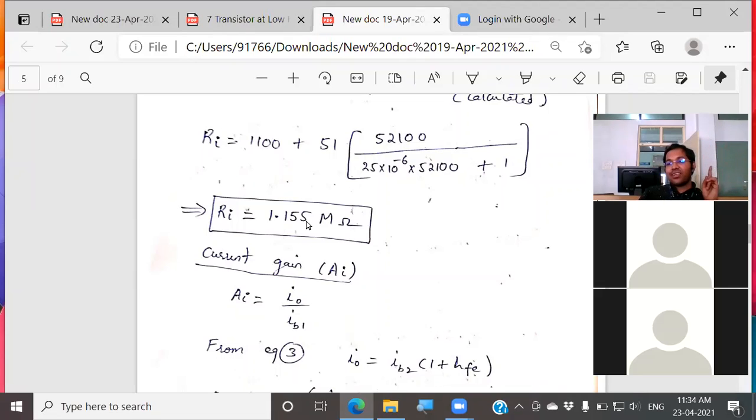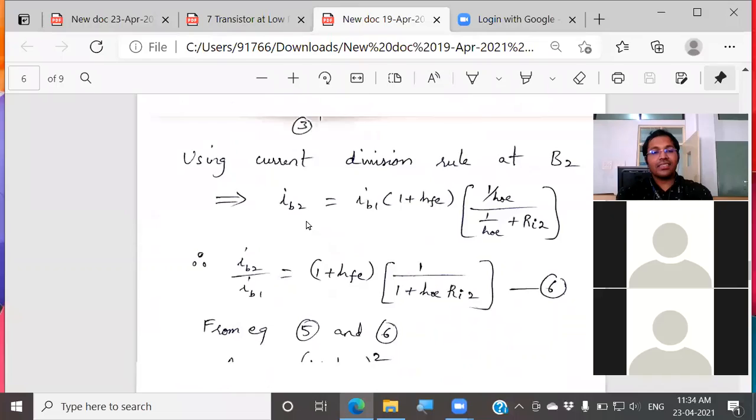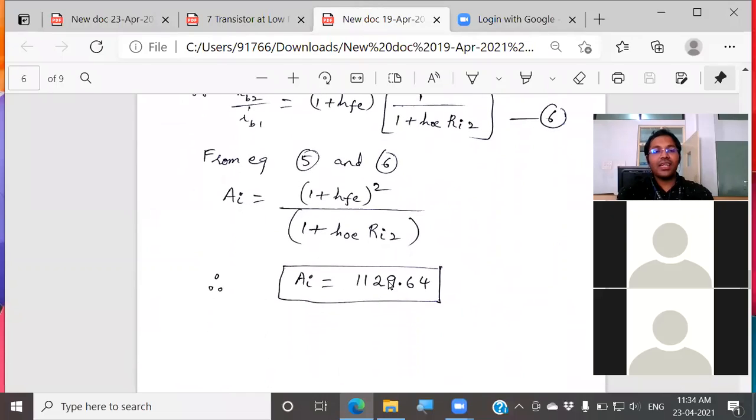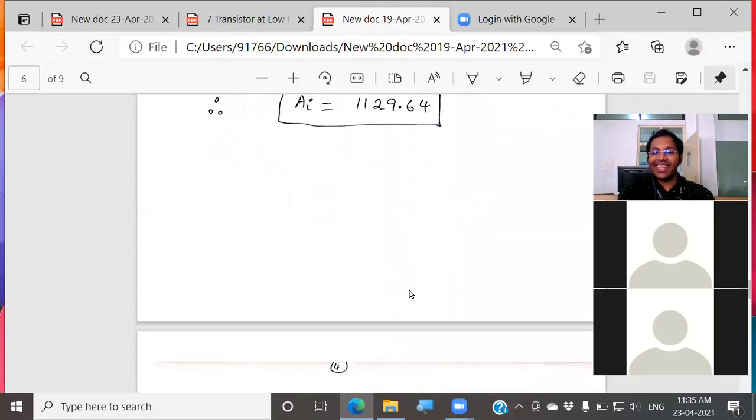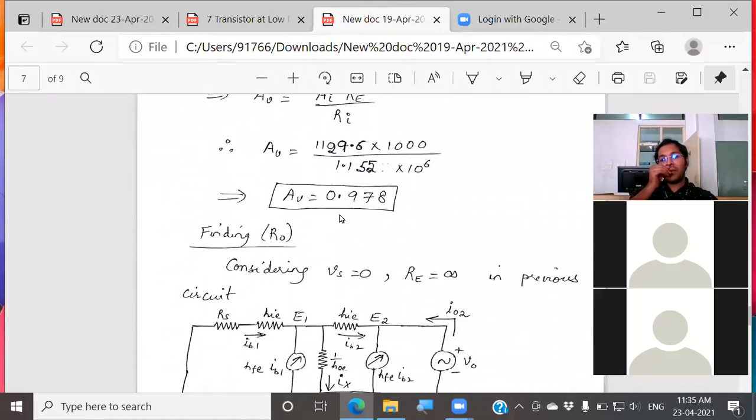So an important feature of the Darlington pair is very high input resistance. Next, the current gain is also very high. What is the current gain? We got 1129.6, more than 1000, a very high current gain. Voltage gain is almost equal to 1.